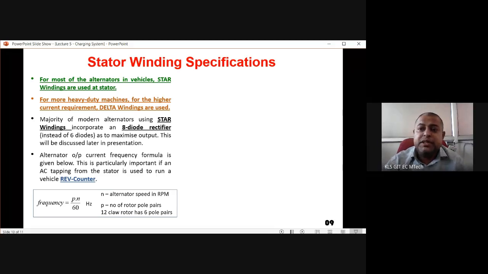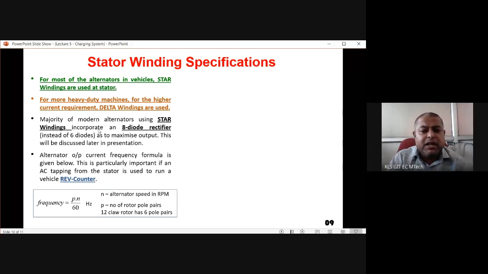I have shown in the previous slide that rotor poles can be 12 or 16. If it is 12, then we take P as 6 because 6 pairs is equal to 12. So don't make a mistake. For 12 poles in the rotor, don't take P as 12. If there are 12 poles, you have to take P as 6. If there are 16 poles, you have to take P as 8. So the alternator output current frequency formula is given below.